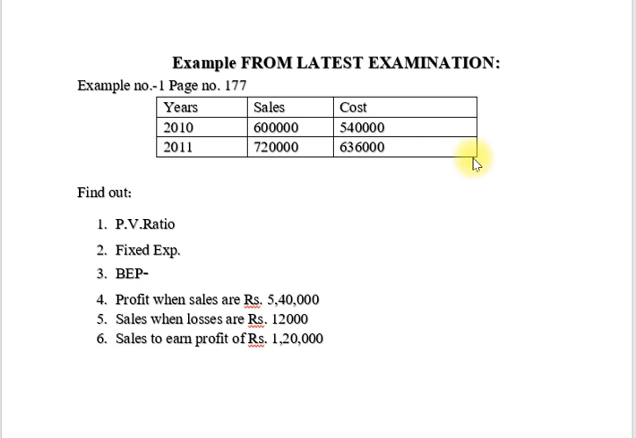Become Semester 5, English Medium. Subject: Cost and Finance Account. Unit number 2: Marginal Costing.